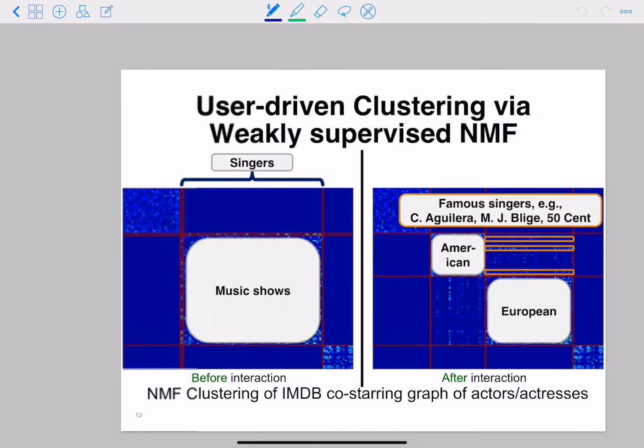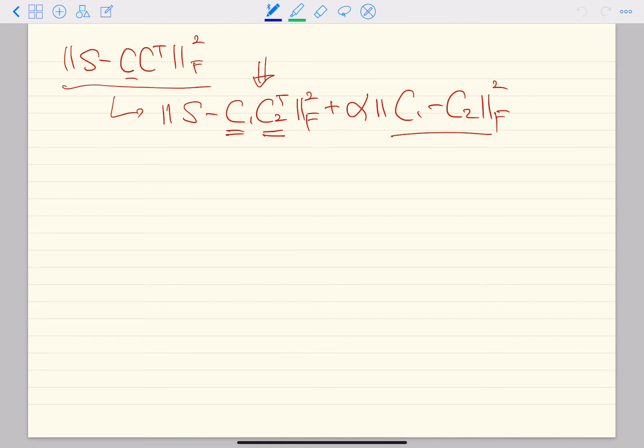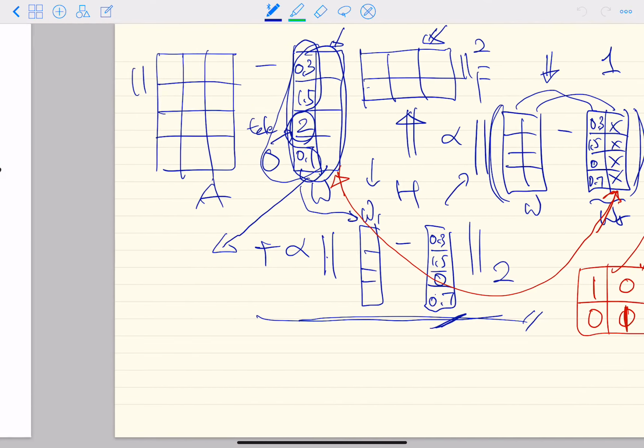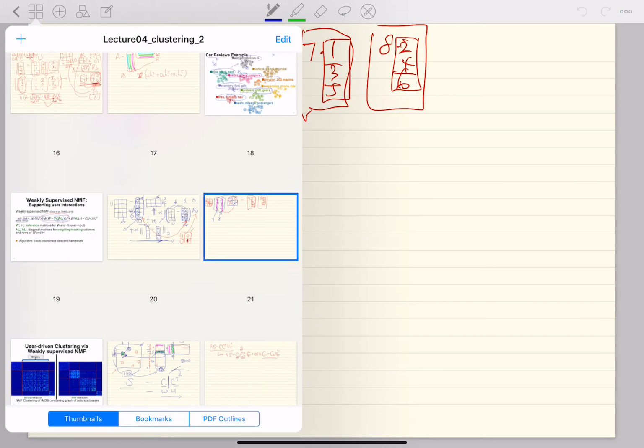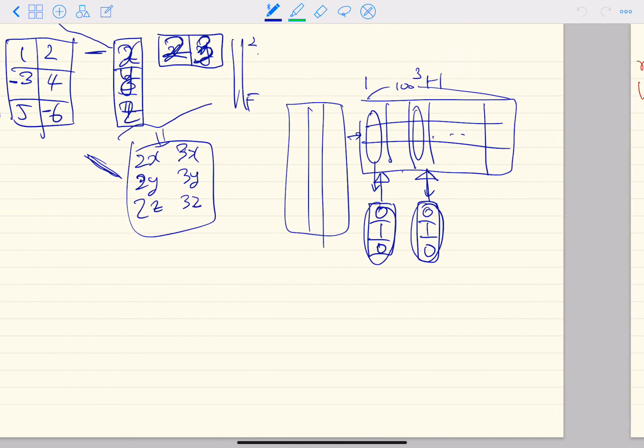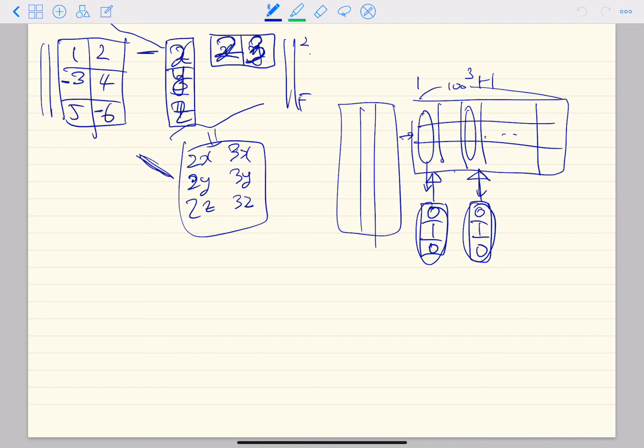And then I just chose a few of them and did the supervision. For some of them, I hard-partitioned a few into the first cluster, and a few into the second cluster. So some of them are assigned like this vector, and some are assigned like this vector, for a few American and a few European singers.